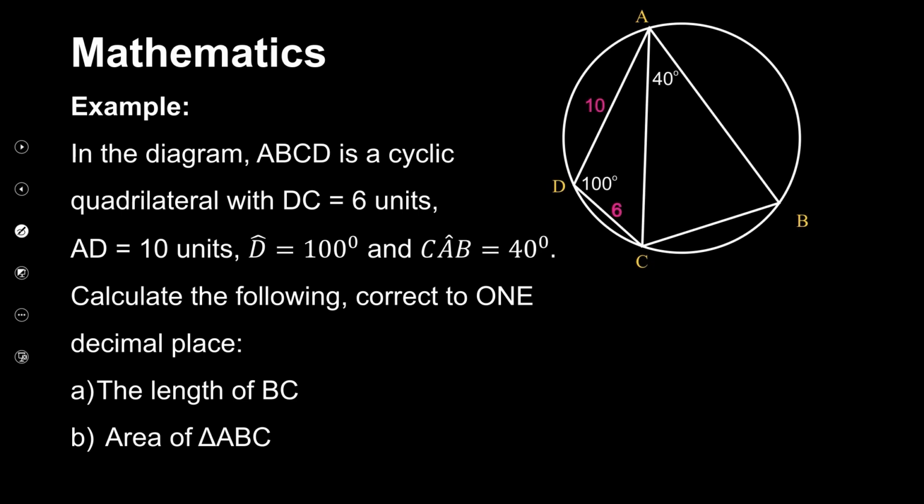Okay, in this example, they've given us ABCD is a cyclic quad, and DC is 6 units, AD is 10 units, and D equals 100 degrees. And they've given us angle CAB, which is this little angle here, is 40 degrees.